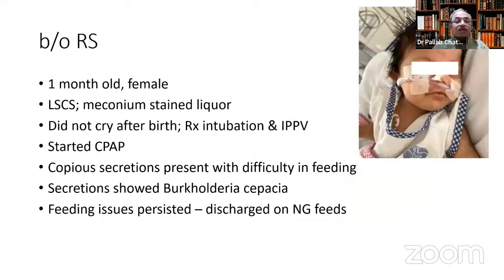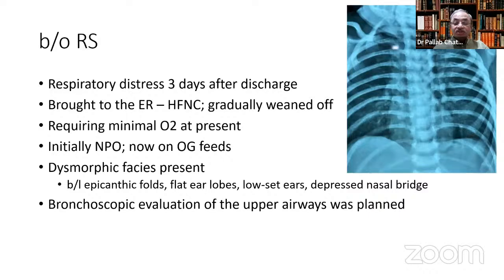This is another child, a 1-month-old female, meconium-stained, who did not cry at birth, required intubation and ventilation, and was started on CPAP. There were copious secretions and persistent feeding issues. The child was on NG feeds and was discharged with NG feeds. So that's what I was telling: if you have to discharge a child on NG feeds, you have to be very, very careful.